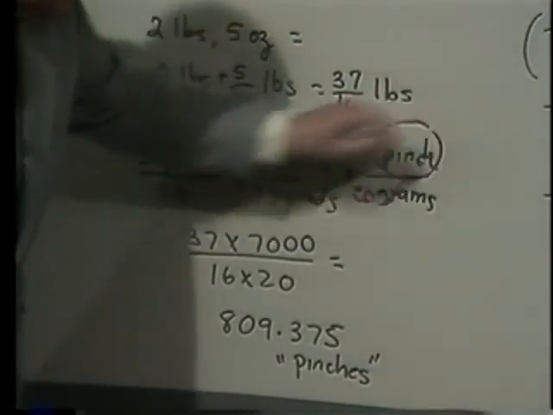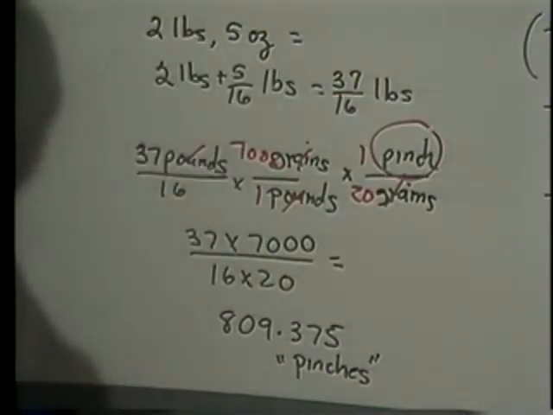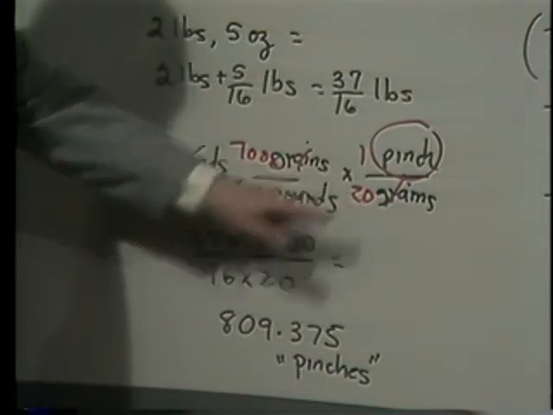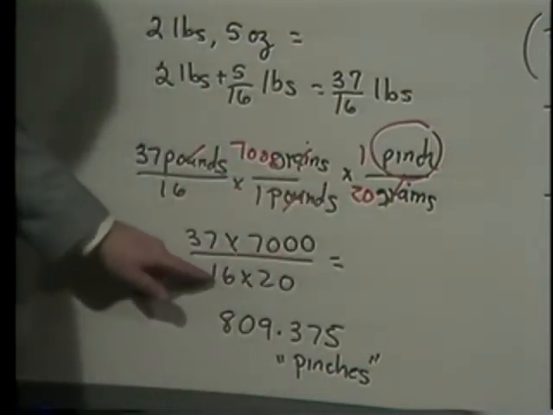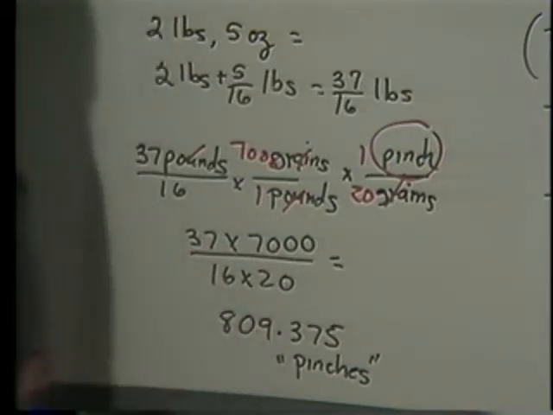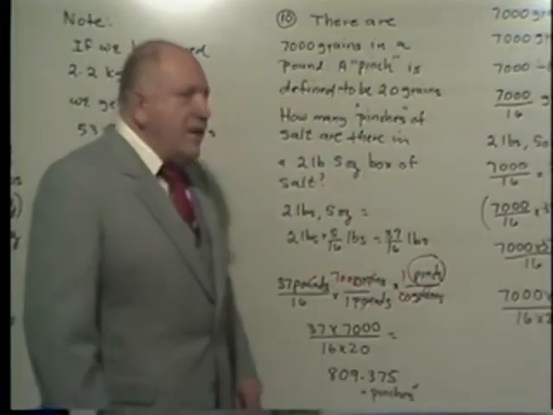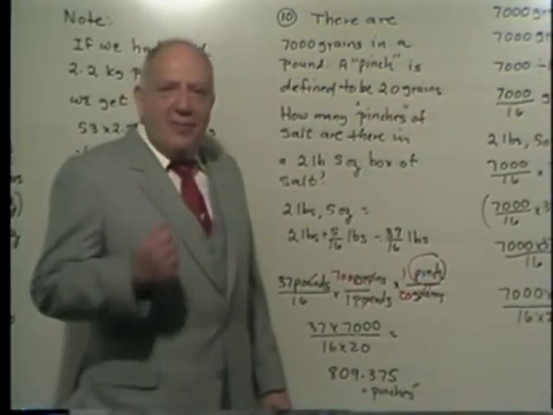The label is pinches. I multiply the 2 numerators. That's 37 times 7,000. I divide by the denominators. That's 16 times 20. So it's 37 times 7,000 over 16 times 20. That comes out to be 809.375 pinches. So to the nearest pinch, there are 809 pinches in a 2-pound, 5-ounce box.